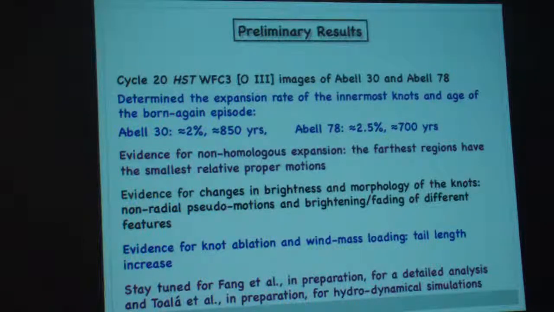There is also evidence for changes in the relative brightness of different regions and the morphology of the nodes. In particular, we see kind of non-radial, what I call pseudo motions, because those are probably caused by brightening and fading of different regions in the nodes. There is also evidence for node ablation and mass loading, because the tail length is increasing with time for some of the features. So there is a lot of work that we are doing with these images, and I just advise you to stay tuned to these two papers.